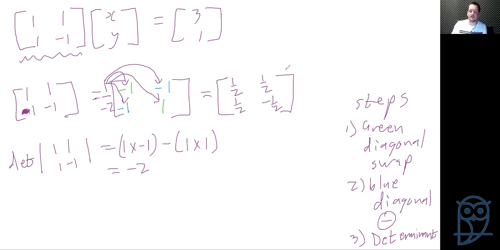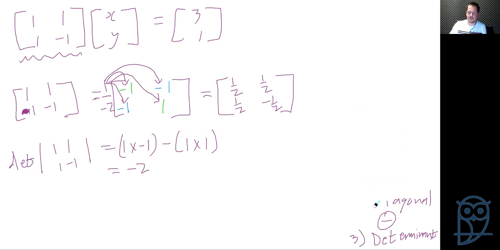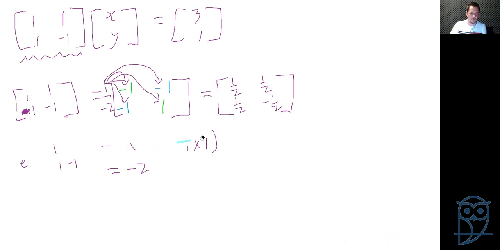So here we have found our inverse, which is great. Is that our solution? No. Because what is our actual problem? So our problem is us trying to find the answer of x and y from our system of equations.